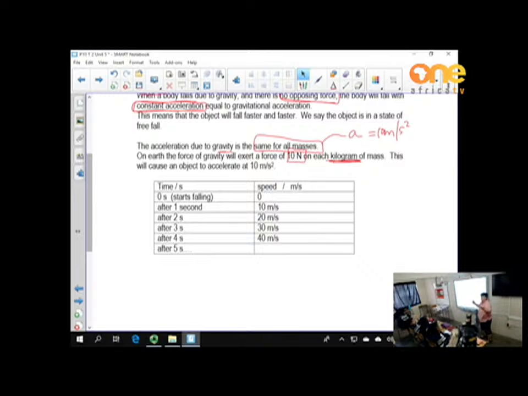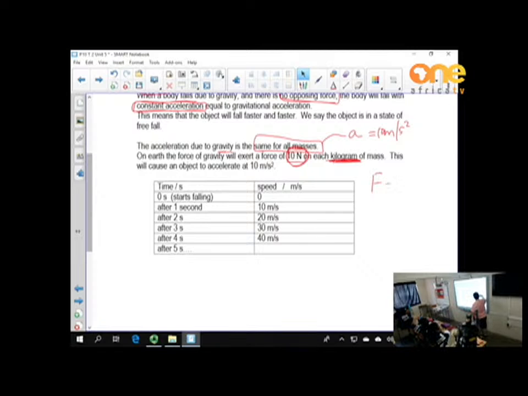To make an object accelerate at 10 meters per second squared, if I have a small one, I need a smaller force. If I have a heavier one, I need a greater force. So in terms of the matter, gravitational acceleration implies that any object will accelerate at 10 meters per second squared, which effectively means for every 1 kilogram of mass, a force of 10 Newton will be exerted on that object. Okay?